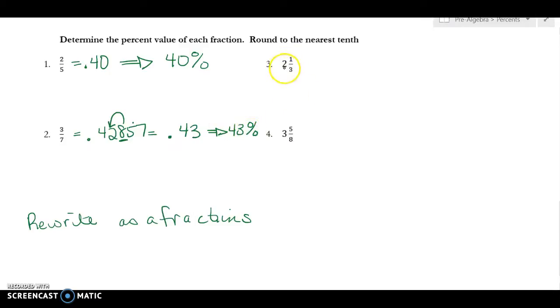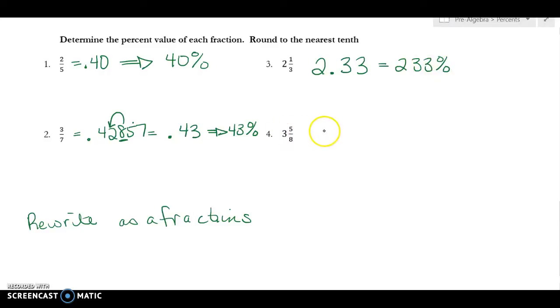All right, for this one, 2, remember, is the whole number 2. And I hope you remember 1/3. That's one of the fractions that you need to memorize because you'll see it so frequently. 1/3 is 0.33. So that's $2.33. So that's 233%.